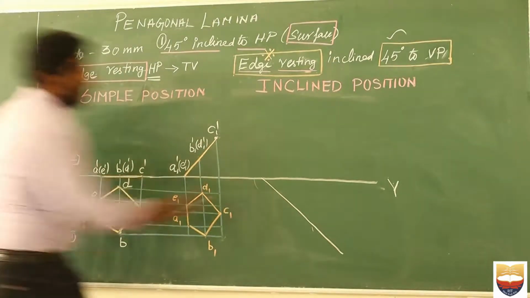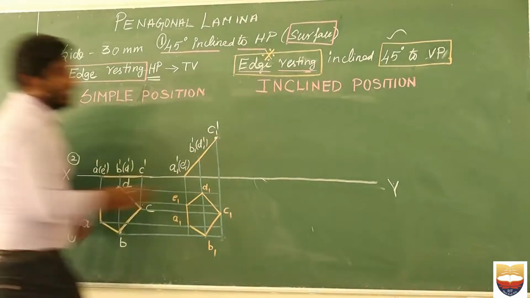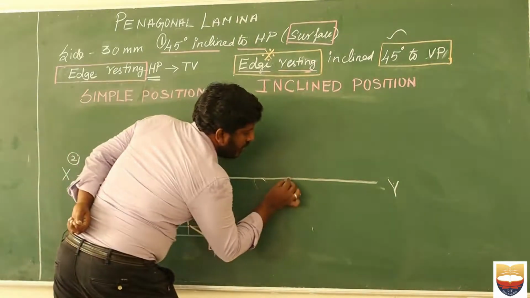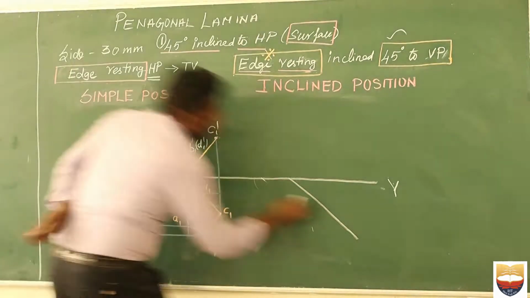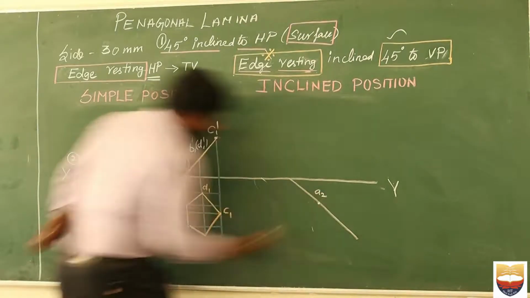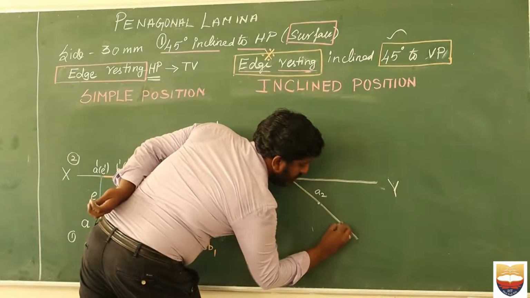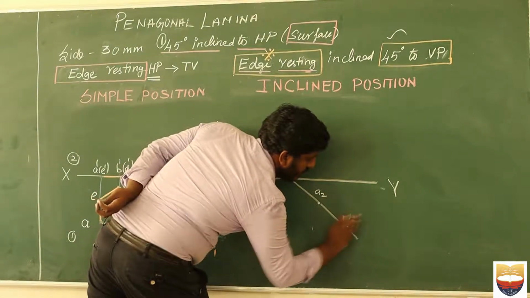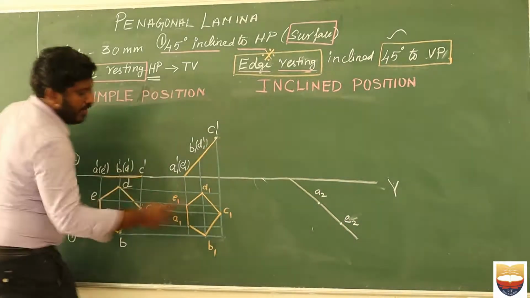For my convenience, I am going to make this particular point somewhat here. Okay. So I can fix one point, which I can take as A2. Now I can measure A1 to E1 so that I have the same length here. I can say it is E2. Okay. See here, you be very careful.